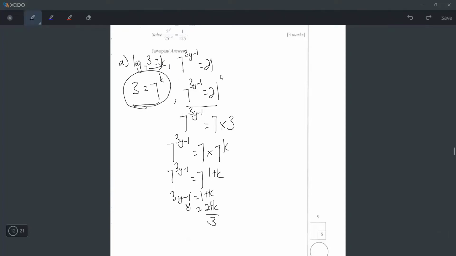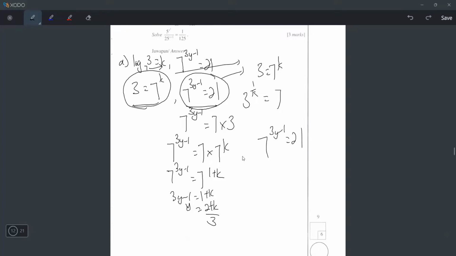But actually, I can also see another method of doing it. I can also do it like this. Because 3 equals 7 power k, if 3 equals 7 power k, it means 7 equals 3 power 1 over k. Yeah, you can do it like this. And then 7 power 3y minus 1 equals 21.